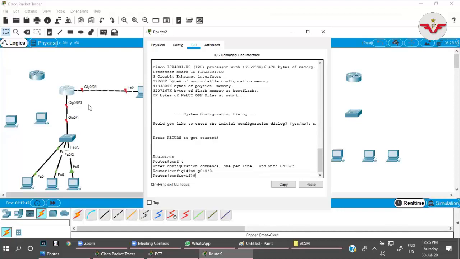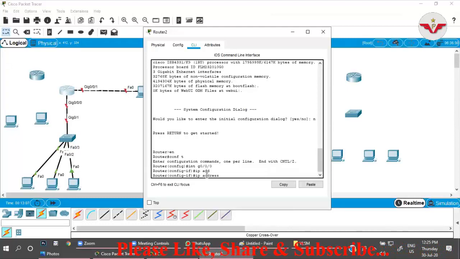Z0/0/0. Okay, I'm just doing the basic configuration whichever we have learned yesterday. Okay, enable to go from user mode to privilege mode, config T from privilege mode to global configuration mode, and I want to give the IP address on this interface. That is why I'm going on the interface Z0/0/0, right? So here I want to give the IP address. So the command to give the IP address is just ip address.